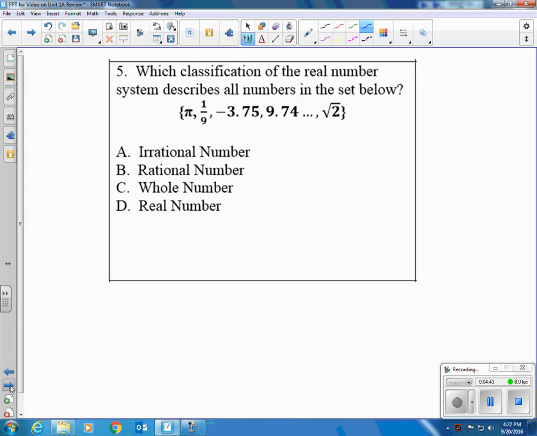Number 5, which classification of the real number system describes all numbers in the set below? The first one to do is sort of, because I see that I have right here with pi, an irrational number. So if the rest of these are irrational, then that makes my answer A.